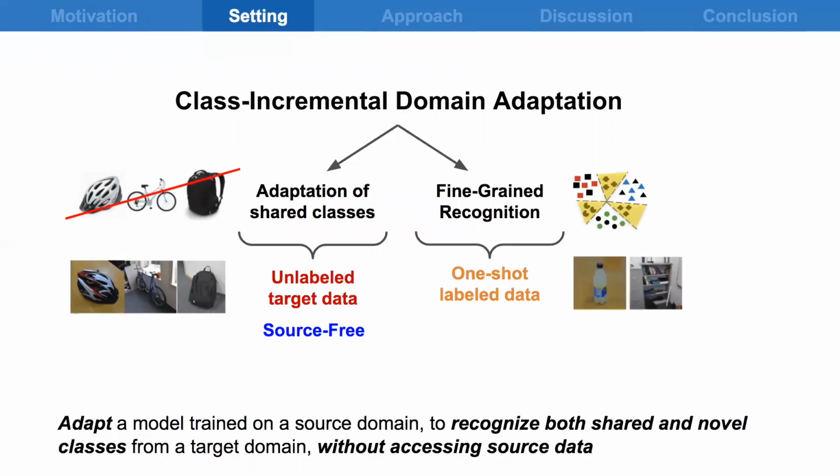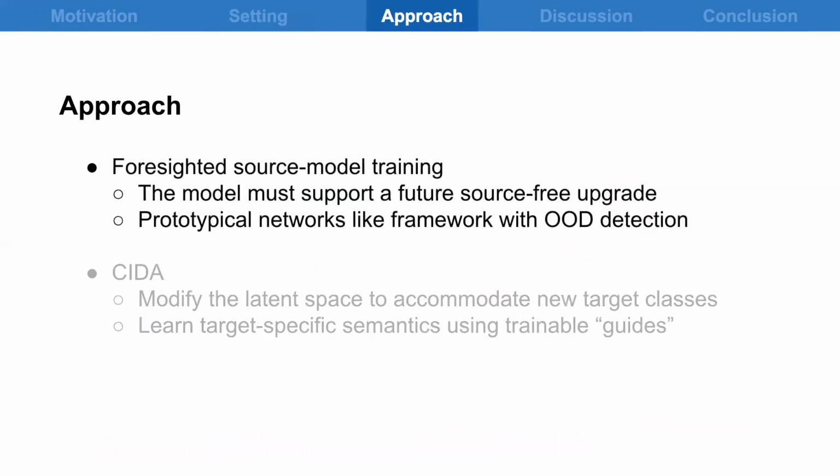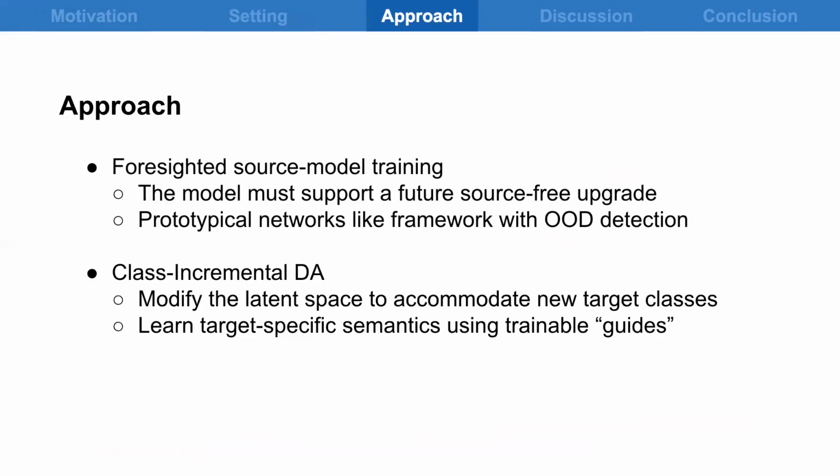For this purpose, we assume access to a single example from each new class. This can be seen as the knowledge of the classes that must be added to the classifier during the model upgrade. Our approach is divided into two parts. First, a foresighted training is performed on the source domain to ensure that the model supports a source-free upgrade in the future. To achieve this, we use a prototypical networks-like framework to augment the model with out-of-distribution detection capabilities. Then, to upgrade the model for the target domain, we learn a target-specific latent space, which can learn class semantics that are suitable for the target domain. Here, the domain shift is reduced by aligning target clusters into appropriate regions using trainable guides.